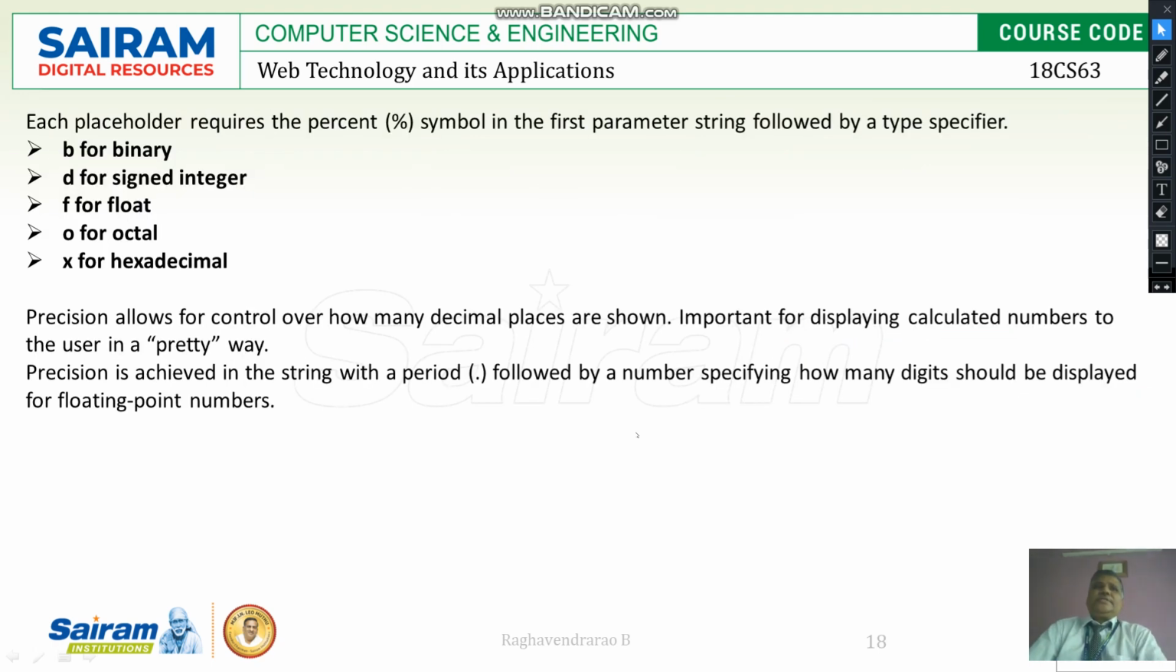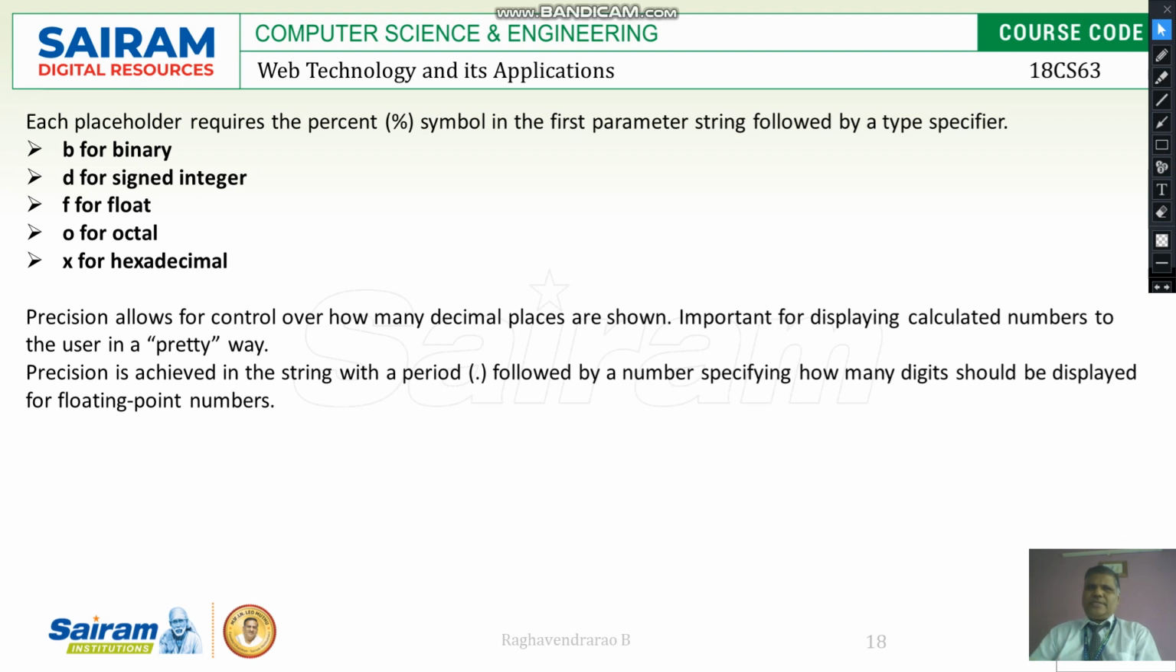Okay. Next is about the placeholders. We're going to use different strategies over here. For binary it is B, signed integer it is D, float it is F, octal is O, hexadecimal X. All these things will be very well understood from the first language, that is C language. Same thing is going to be there here also.